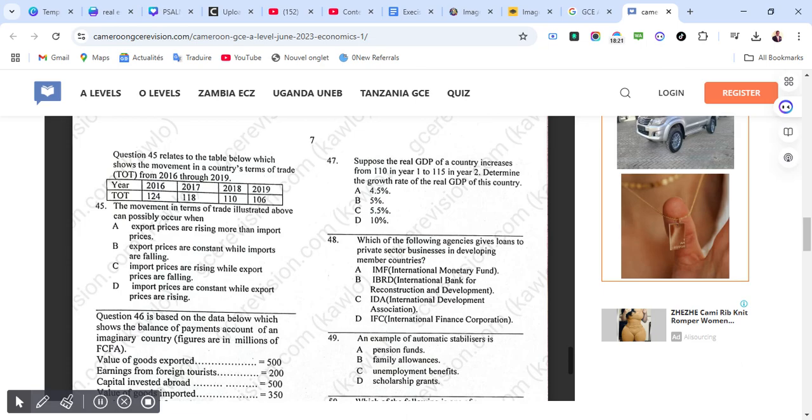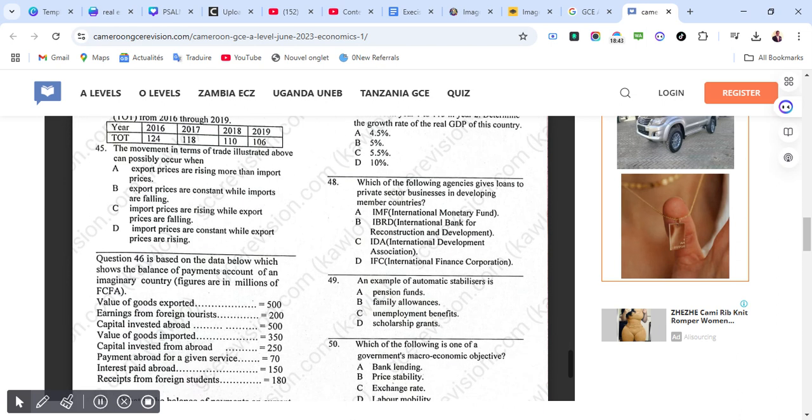Suppose the real GDP of a country increases from 110 in year 1 to 115 in year 2. Determine the growth rate of the real GDP of this country. The correct answer for 47 is A, 4.5%. Which of the following agencies gives loans to private sector businesses in developing member countries? The correct answer for 48 is A, IMF, International Monetary Fund.